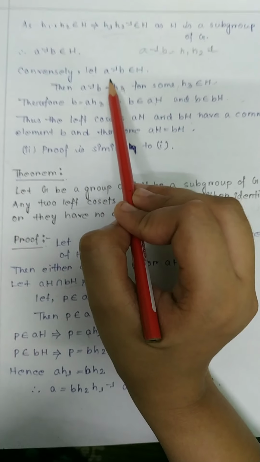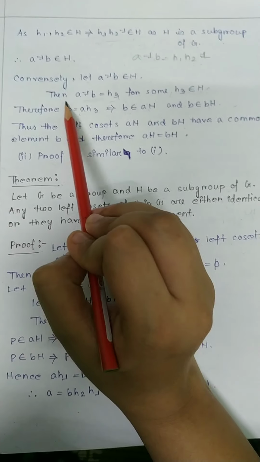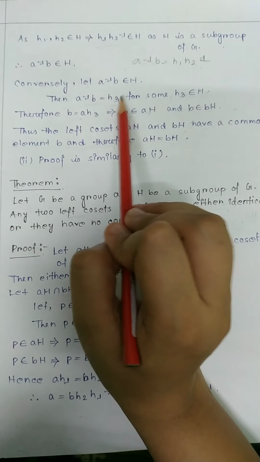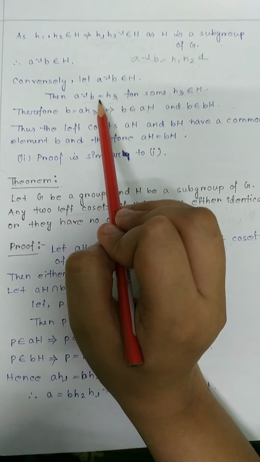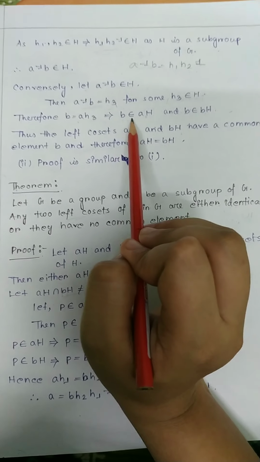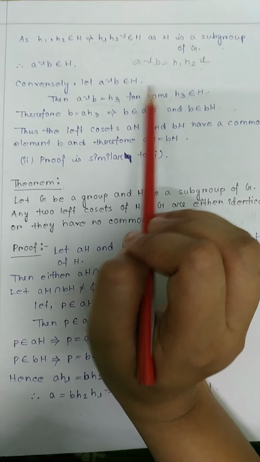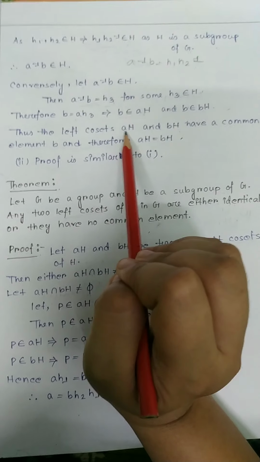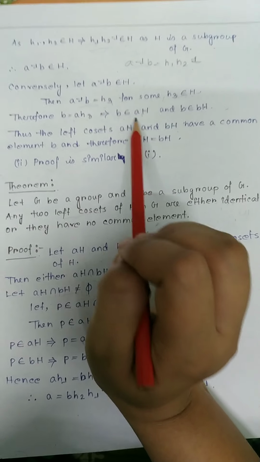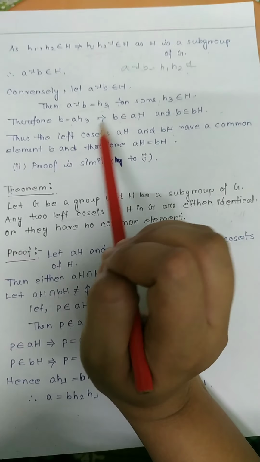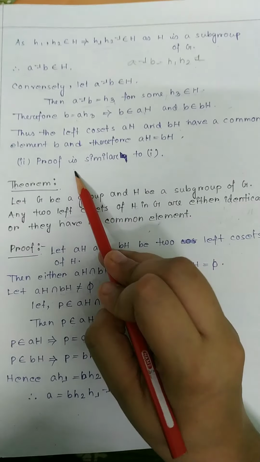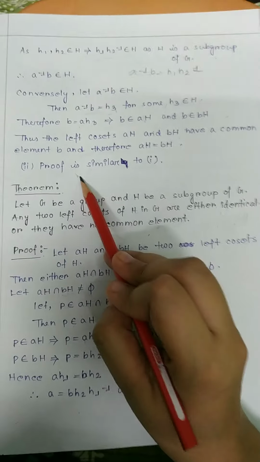Conversely, let a inverse b belong to H. Then a inverse b equals h3 for some h3 belonging to H. As h3 is an element of H, a inverse b equals h3. Therefore, b equals ah3. This implies b belongs to aH and b belongs to bH. Thus the left cosets aH and bH have a common element b. So, therefore, aH equals bH. We can prove the second one for the right coset in the same manner.